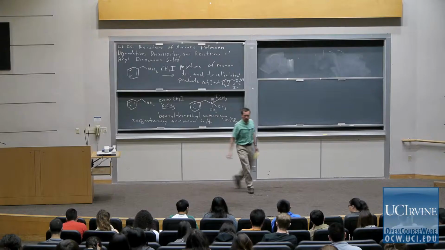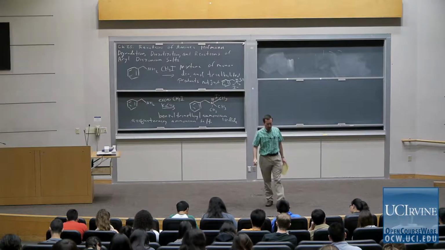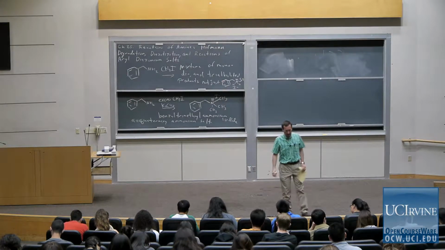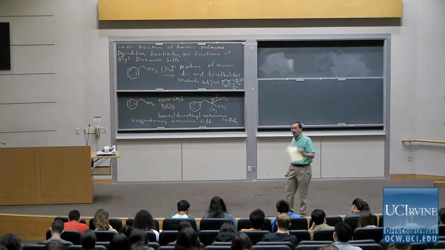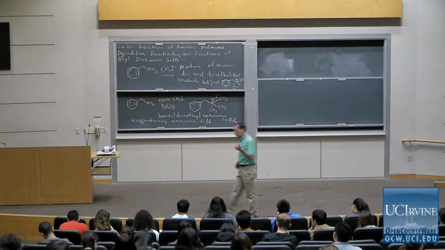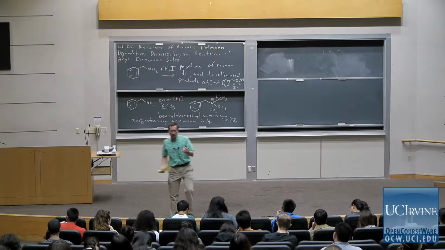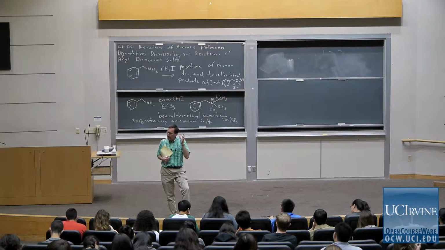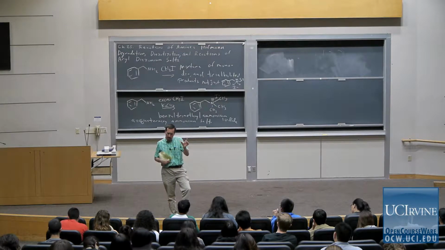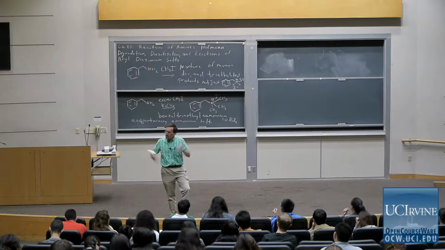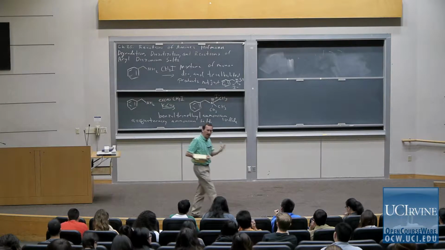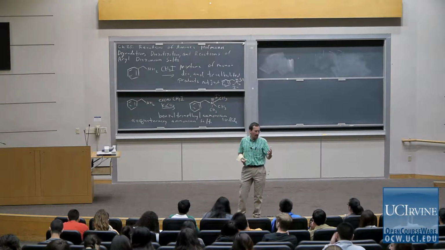I see a question. Would it be possible for CH3I to add onto the benzene ring? Another good question here. Would it be possible for methyl iodide to add on the benzene ring? So one of the distinctions I've made, we think about nucleophiles and we think about electrophiles.